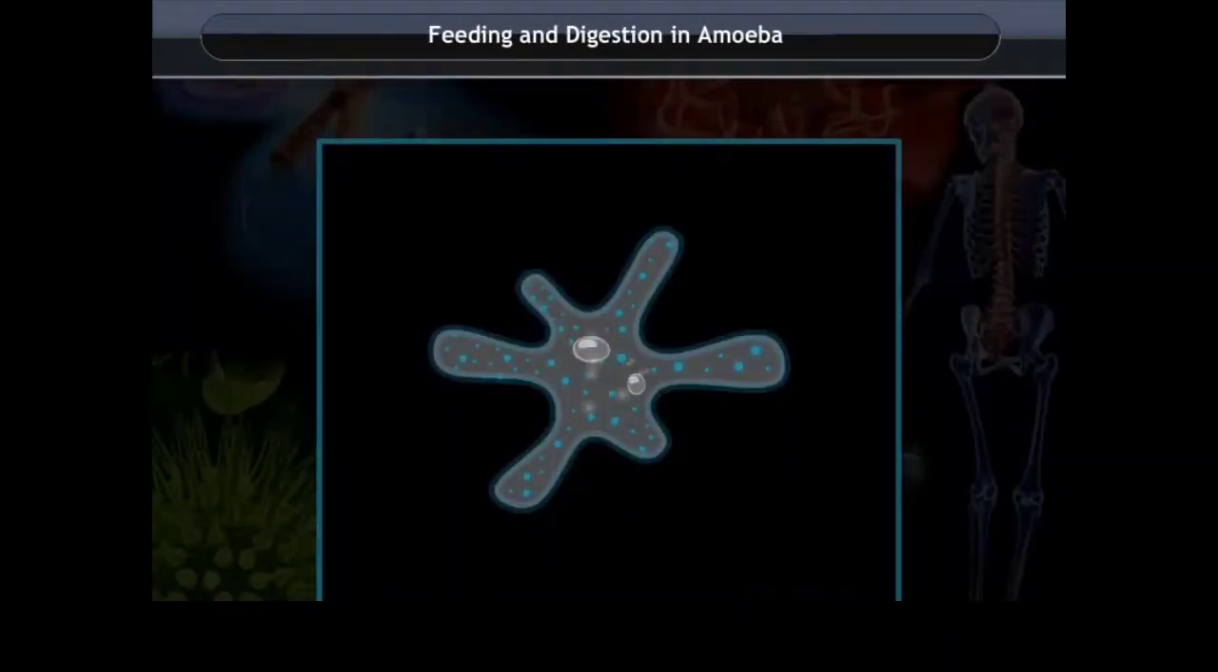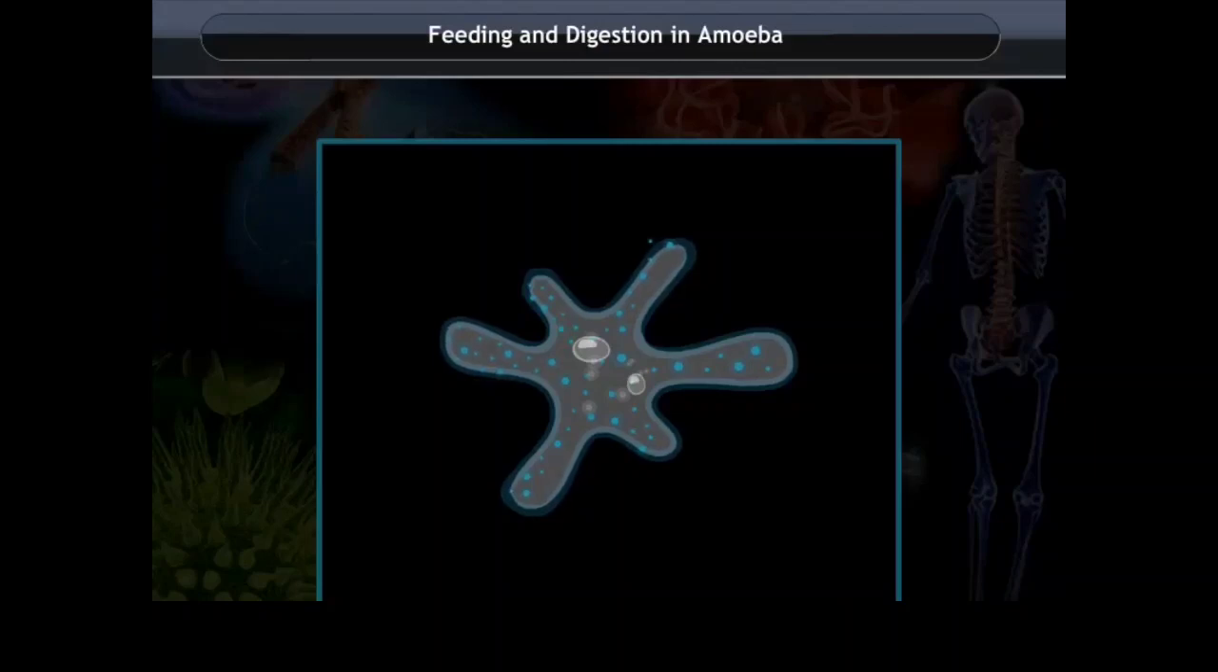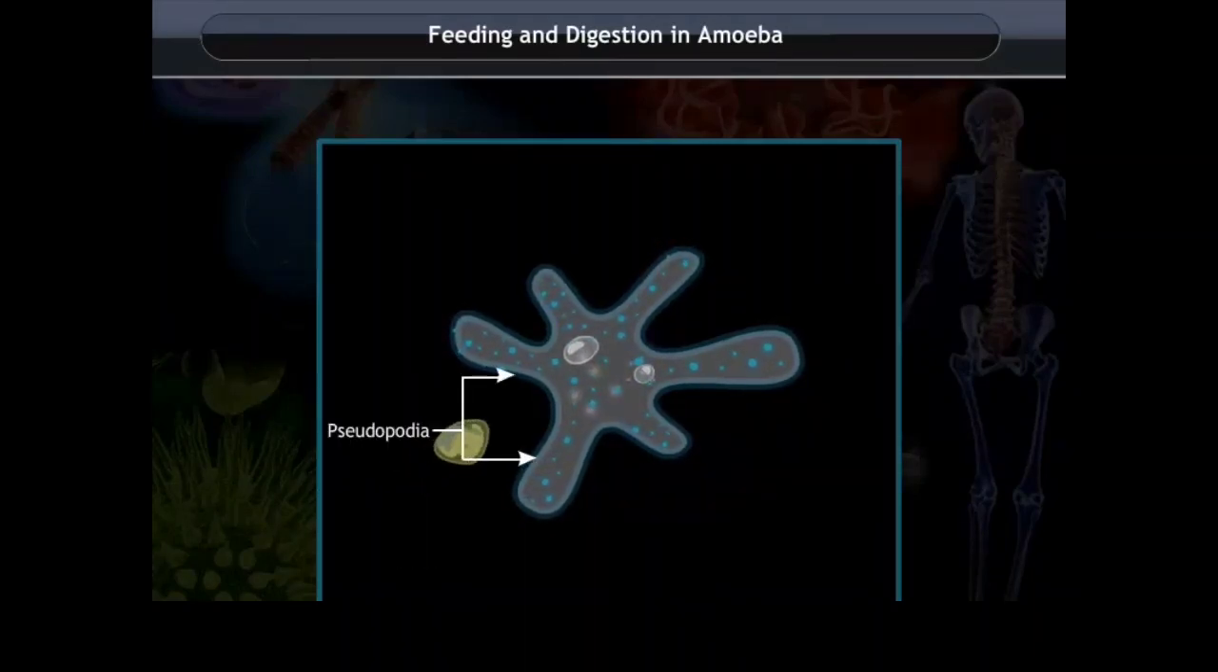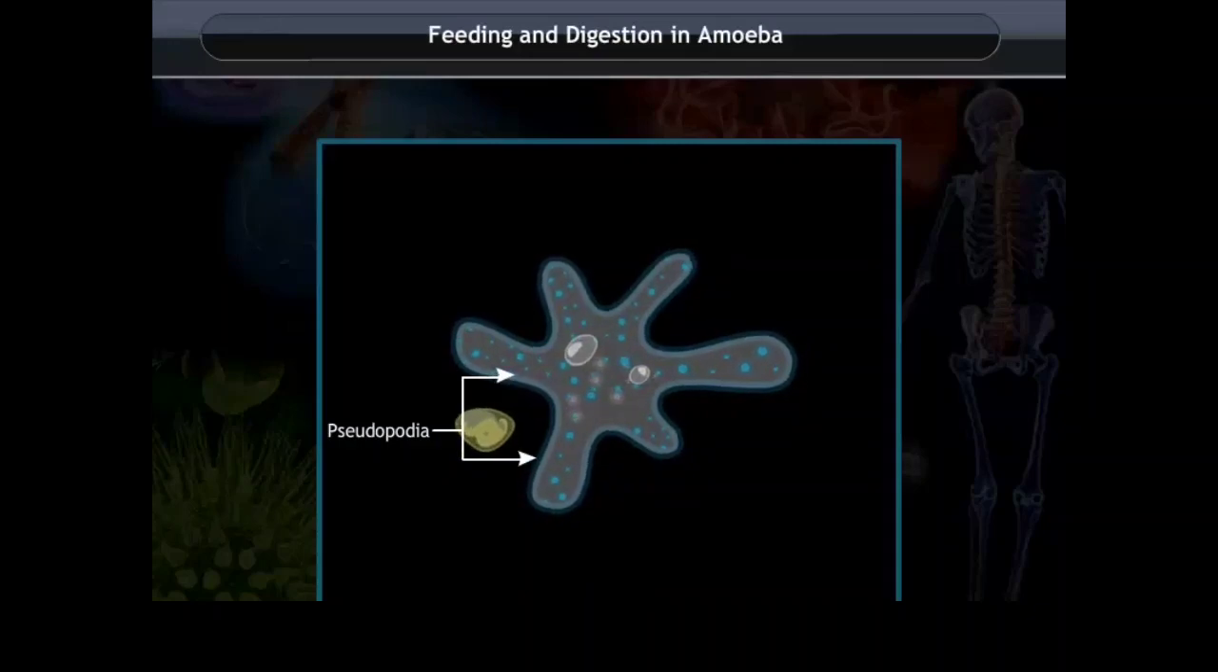Feeding and digestion in amoeba. Amoeba can constantly change its shape. It forms finger-like projections called pseudopodia. Pseudopodia, or the false feet, help the amoeba in moving and capturing food. When an amoeba senses its prey, it pushes out its pseudopodia around its prey and engulfs it.